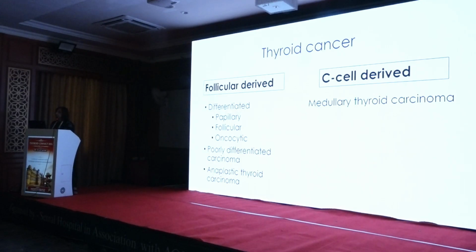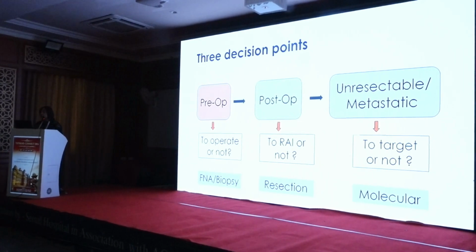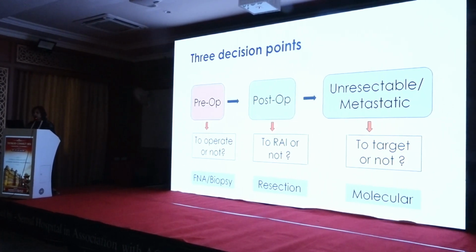And then we have C-cell derived medullary thyroid carcinomas, which are calcitonin producing tumors, which are different from the follicular derived. So the basic pathology still remains the same. And at the intersection of pathology and surgery, there are three main decision points when you come across or interact with your pathologist.